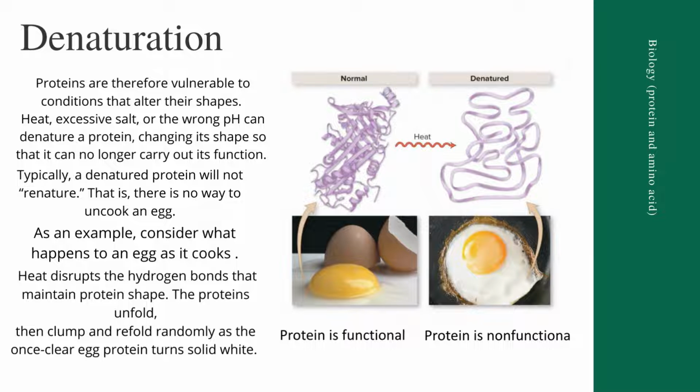Denaturation. Proteins are vulnerable to conditions that alter their shapes. Heat, excessive salt, or the wrong pH can denature a protein, changing its shape so that it can no longer carry out its function. As an example, consider what happens to an egg as it cooks. Heat disrupts the hydrogen bonds that maintain protein shape. The proteins unfold, then clump and refold randomly as the once clear egg protein turns solid white. Typically, a denatured protein will not renature. That is, there is no way to uncook an egg.